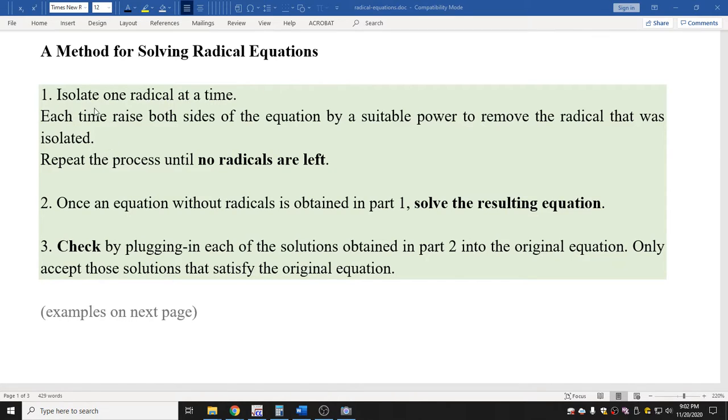The first step is to remove all radicals in the equation. Our second step is to solve the resulting equation from step 1. And our third step is to check each of the solutions obtained in the second step to see if they are actual solutions of the original given radical equation.